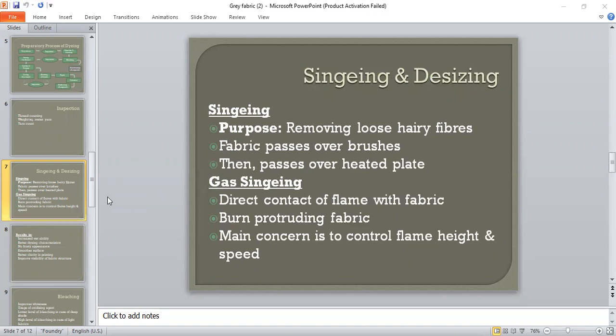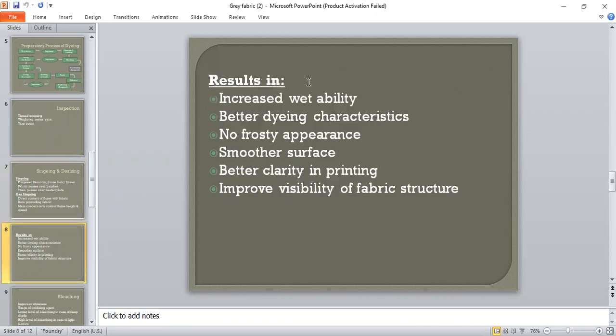I think the next slide is: it will result in increased wettability. With the singeing process, the wettability of the fabric will increase.